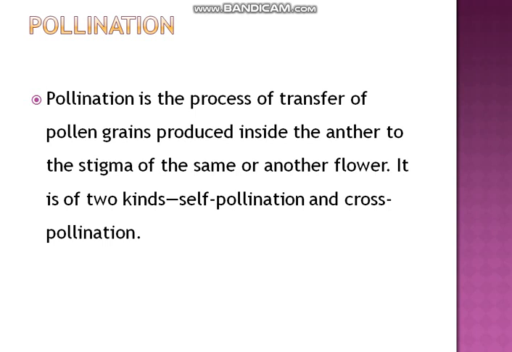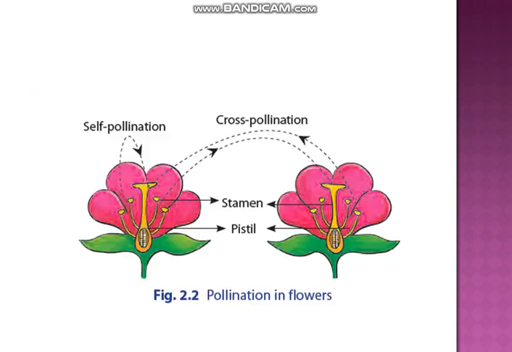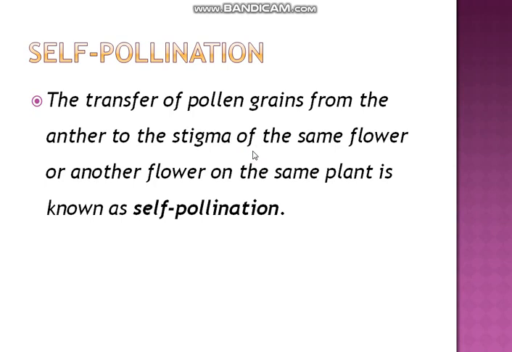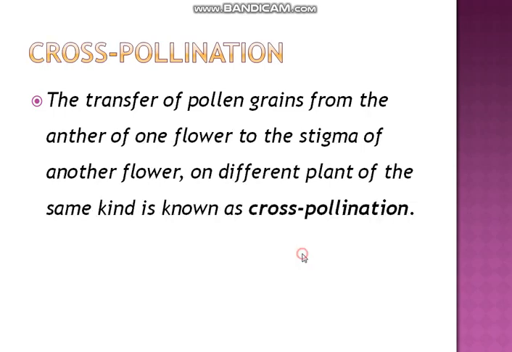Then we can discuss self-pollination. Here we can see the diagrams of pollination of flower. The same flower is called self-pollination, and one flower to another flower is called cross-pollination. The transfer of pollen grains from the anther to the stigma of the same flower or another flower on the same plant is known as self-pollination.